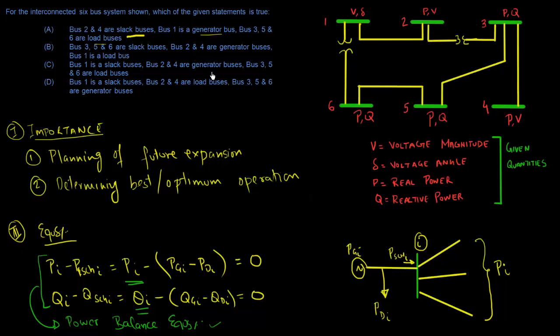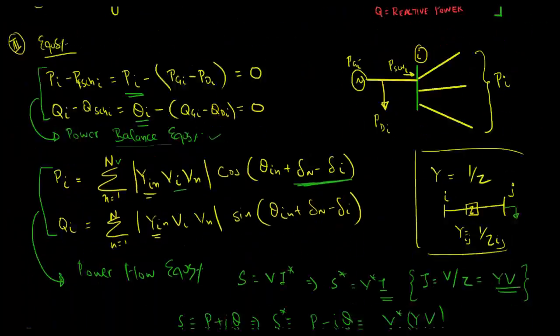Bus 2 and 4 are generator buses. So 2, P and V are known, 4, P and V are known. So that statement is also correct. 2 and 4 are generator buses. Option D tells us bus 2 and 4 are load buses. We know that to be not true because for load buses P and Q are defined. And then bus 3, 5 and 6 are load buses. So this is our correct answer, where bus 1 is a slack bus, V and delta are known. Bus 2 and 4 are generator buses where P and V are known. And bus 3, 5 and 6, where P and Q are known, are our load buses.